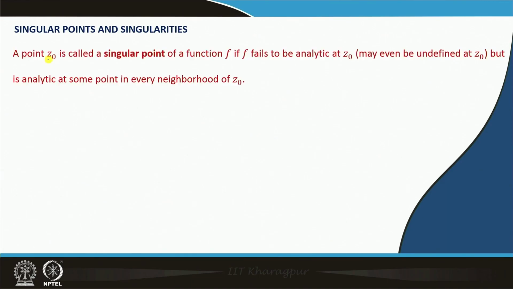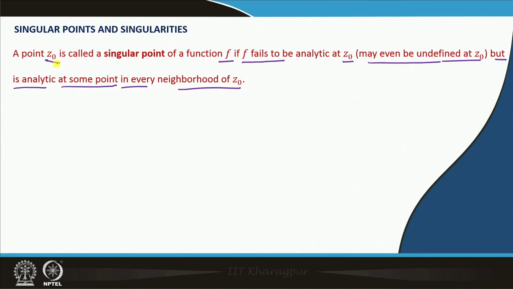A point z0 is called a singular point of a function f(z), a complex valued function, a function of a complex variable, if this function fails to be analytic at z0, or the function may not be defined at z0, but it is analytic at some point in the neighborhood of z0. There should be at least one such point, then we call z0 a singular point.